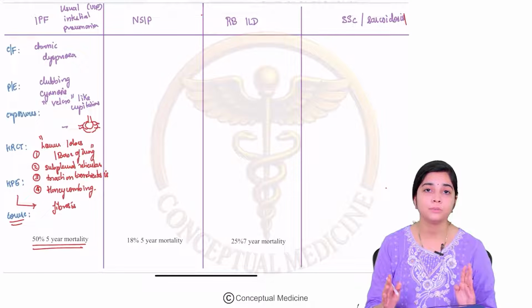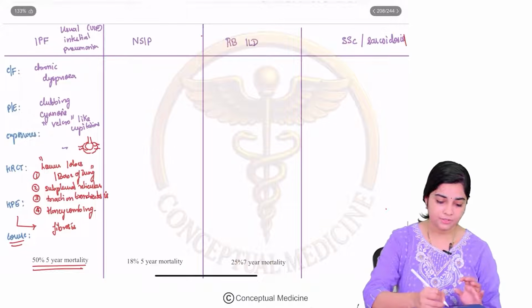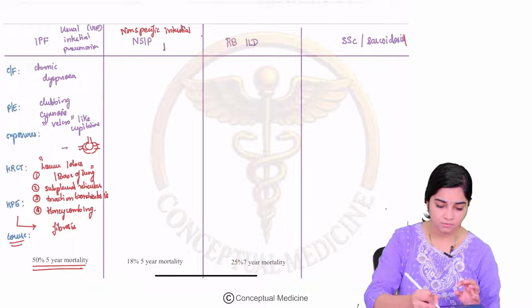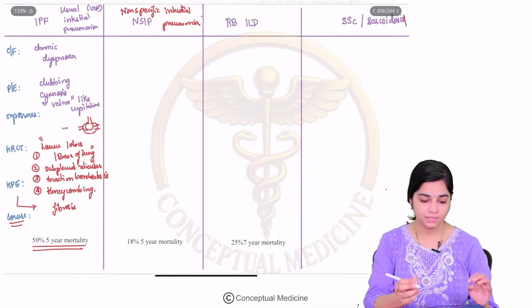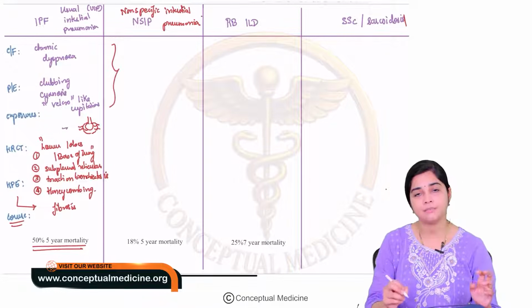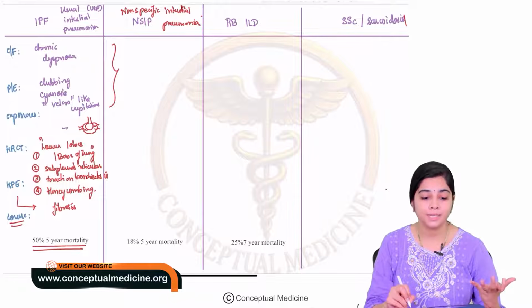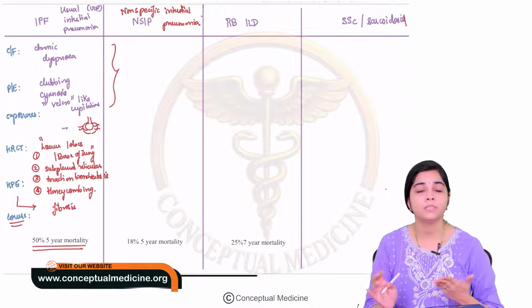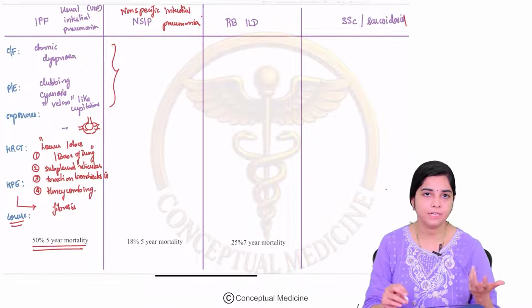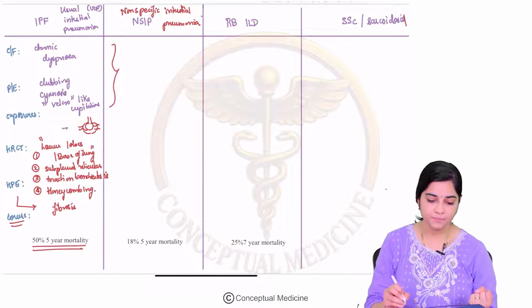Now let us move on to the next pattern of ILD, which is non-specific interstitial pneumonia, the NSIP pattern. Similar to IPF, the clinical features and physical examination are going to be more or less the same. And remember, the NSIP pattern is more commonly seen with a lot of connective tissue disorders. So in the physical examination findings, you can find evidence of other CTDs. Okay, fine.